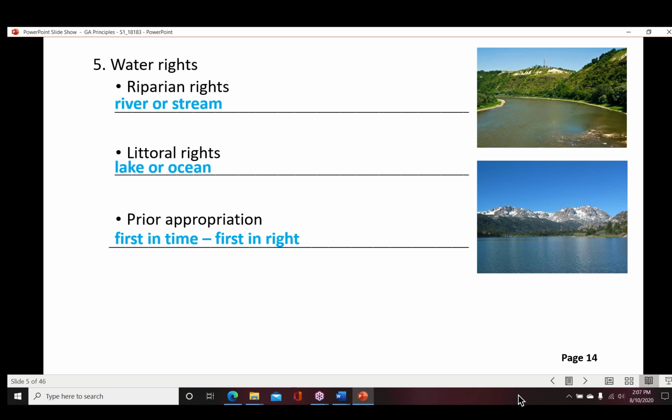For test purposes, you always own to the high water mark for littoral rights. Is everybody clear on that? Everybody needs to be very clear. So owner owns to the high water mark always on a test.